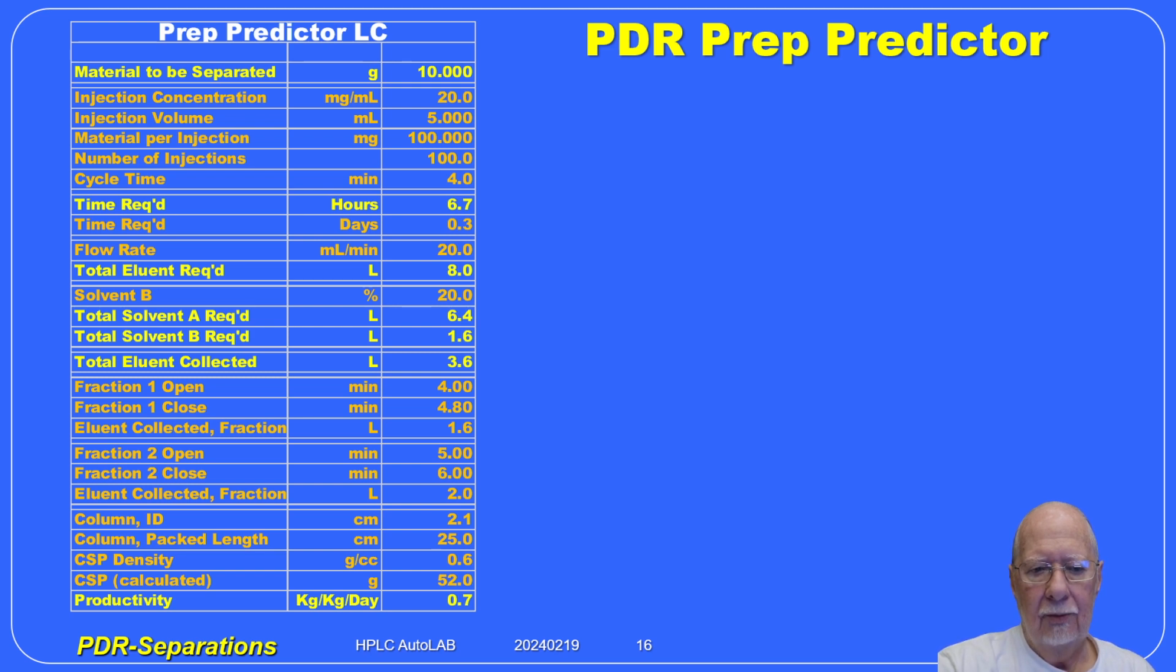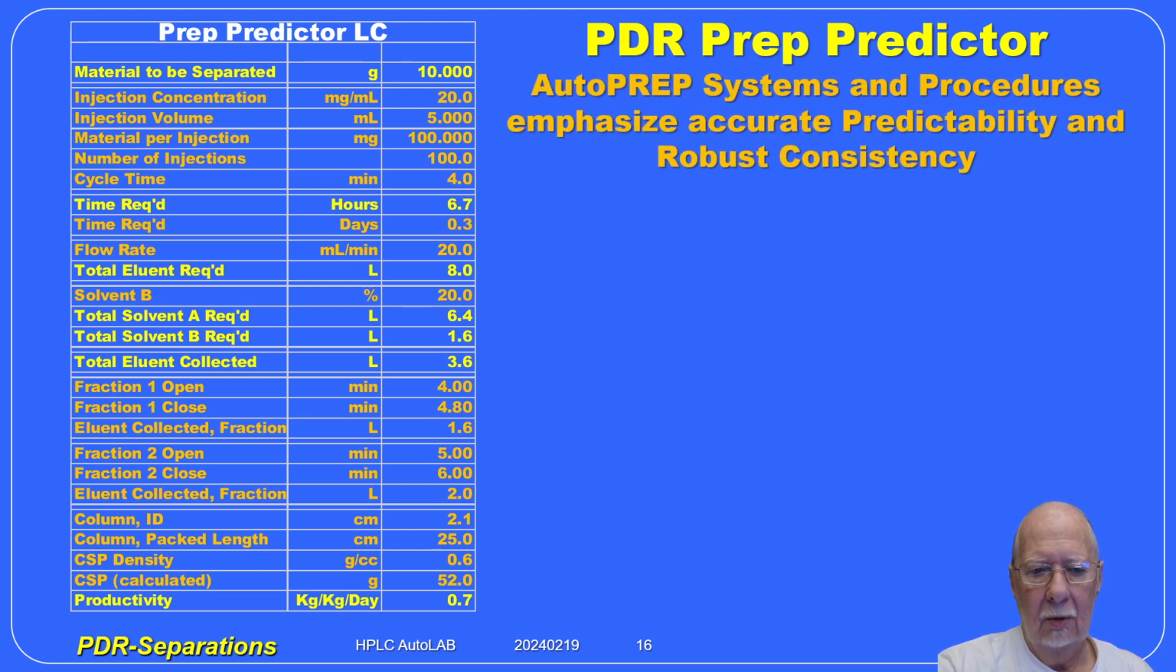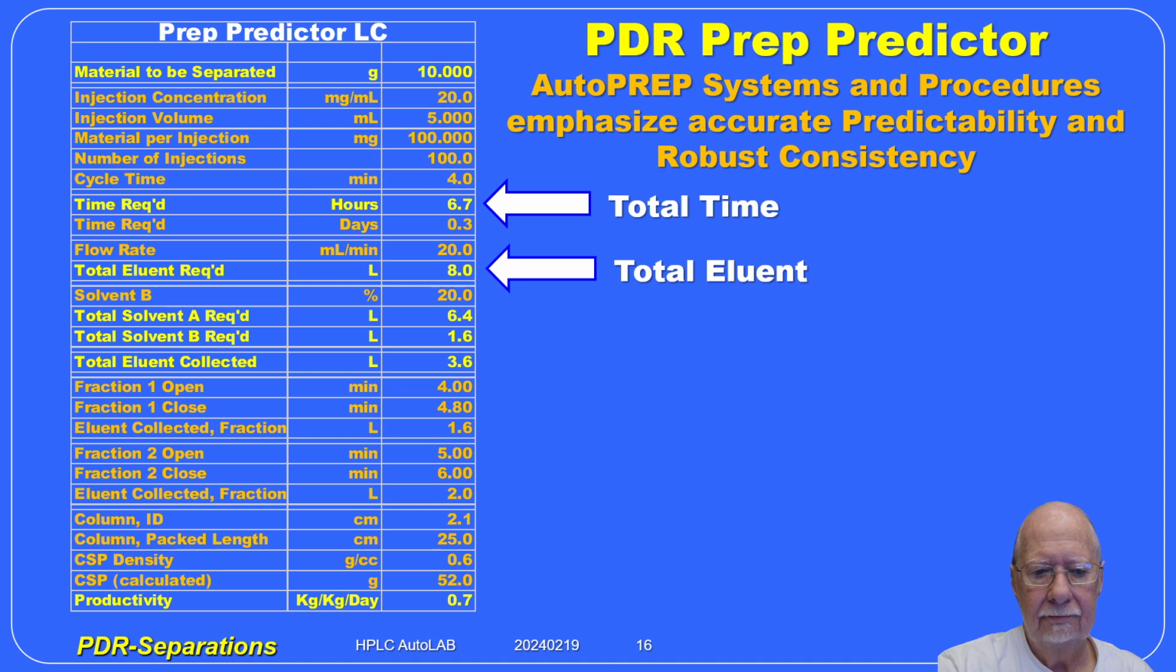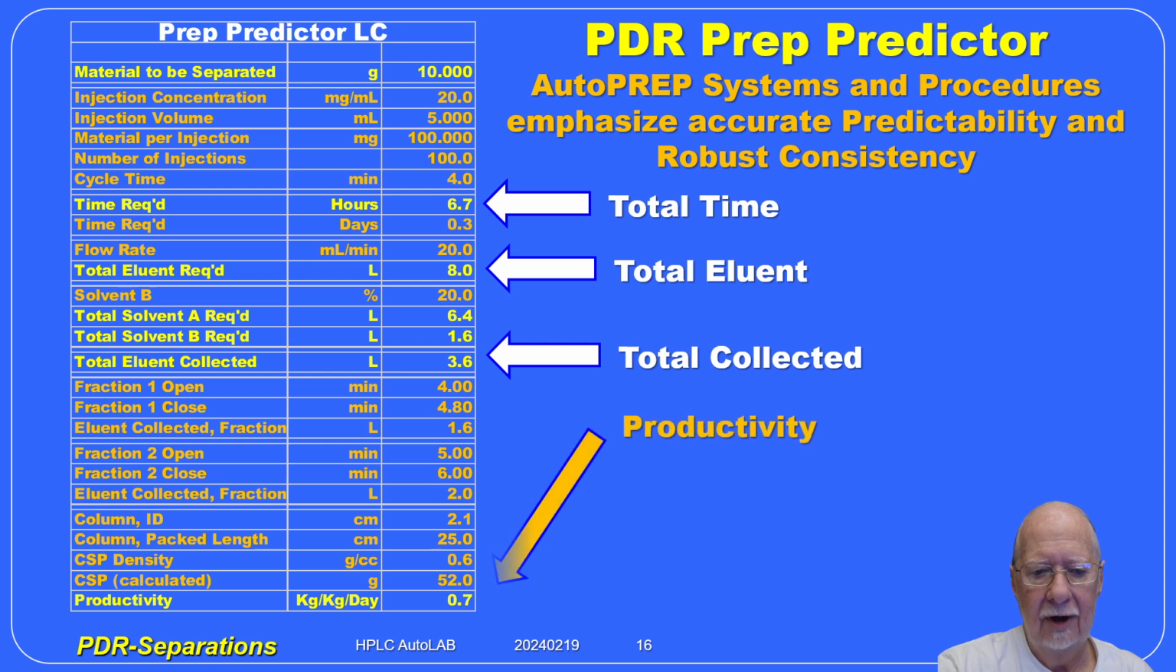The PDR-Prep predictor. AutoPREP systems and procedures emphasize accurate predictability and robust consistency. Predictor shows total time, total eluent collected and to be evaporated, and the productivity of the method with respect to the column packing material.